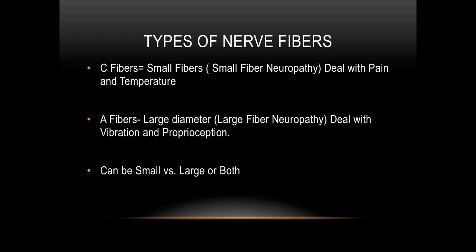The large fibers, which are sometimes called the large diameter afferents, deal with vibration and proprioception. So if you find yourself losing your balance, maybe have a vibration sense, you're bumping into things a little bit more commonly, these are your large diameter afferent fibers that are affected. Now, some people can have a combination of both, and oftentimes with a degenerative type neuropathy, both nerve fibers are affected.